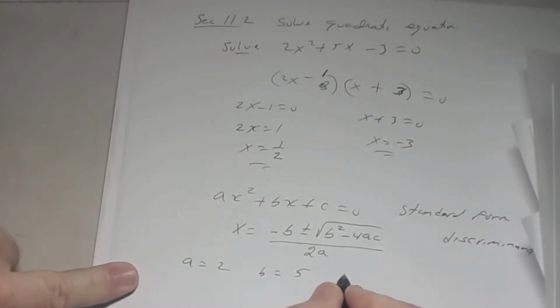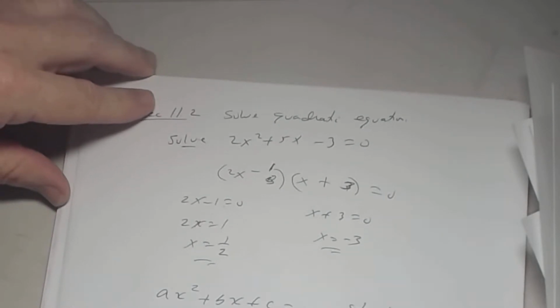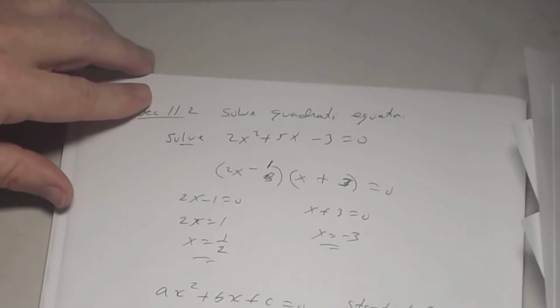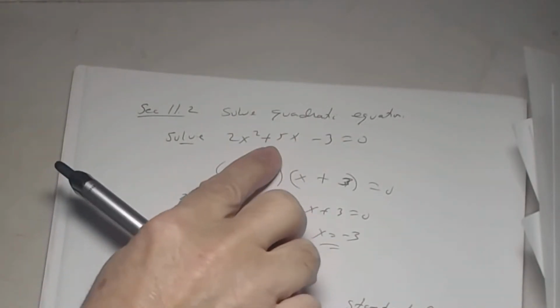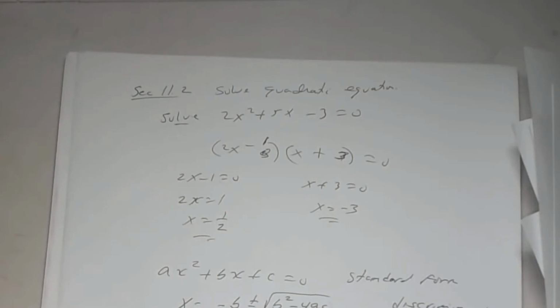5. So b equals 5, and c equals -3. And what's c in this case? -3. Now be careful. If this was -5x, then b would be what? -5. Okay, good. So c is what? -3. And all you do now is plug and chug.